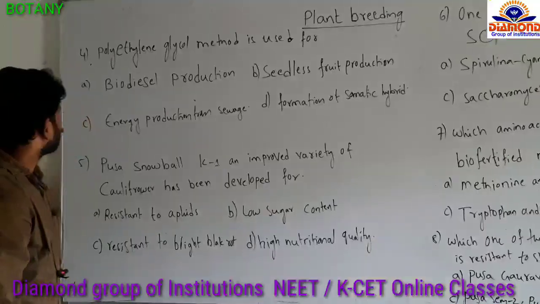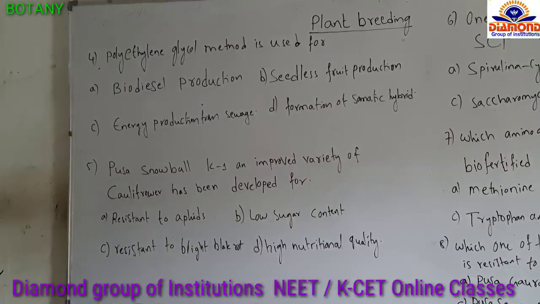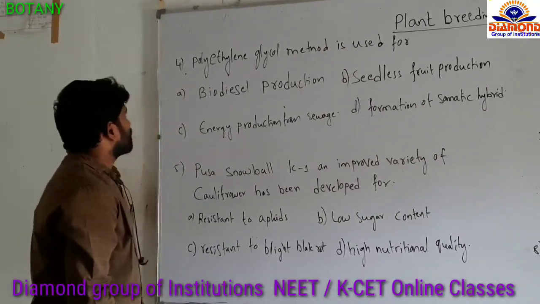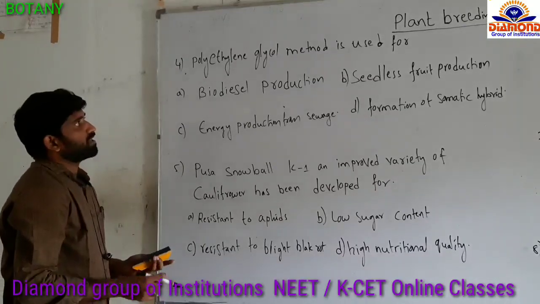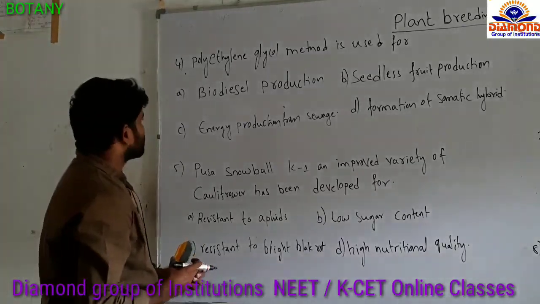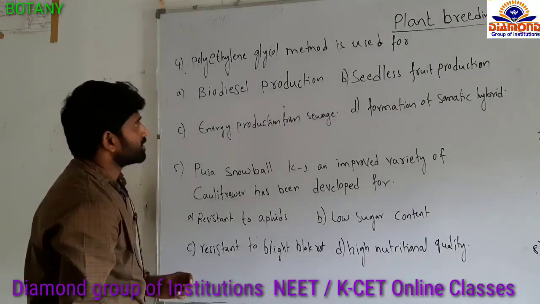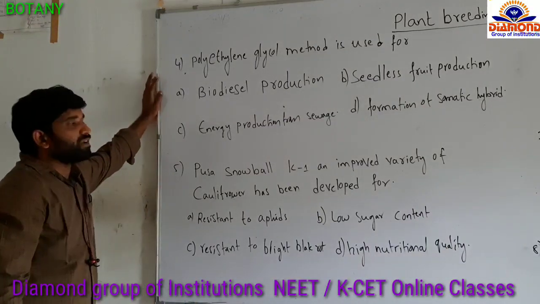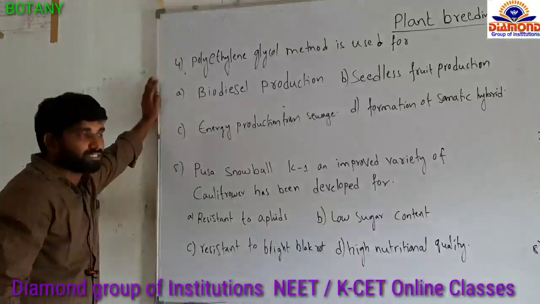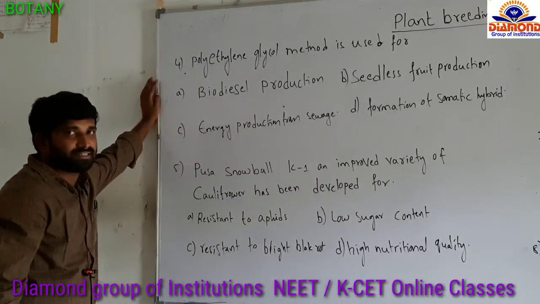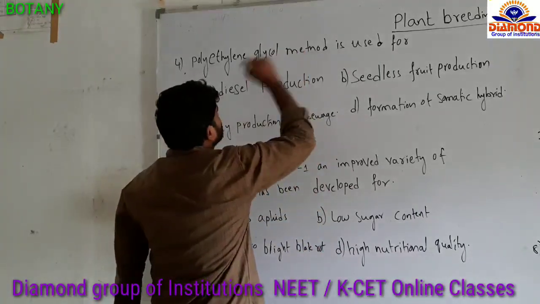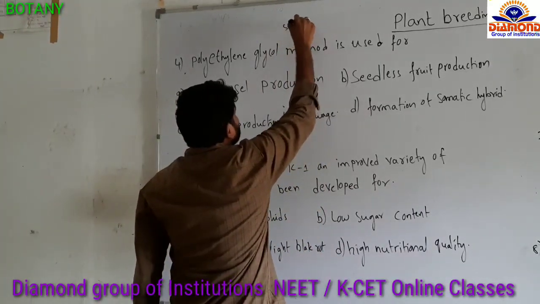The next question: the polyethylene glycol method is used for option A, biodiesel production, option B, seedless fruit production, energy production from seedless, and formation of somatic hybrids. Now, polyethylene glycol is a chemical. This polyethylene glycol chemical is used in somatic hybridization.